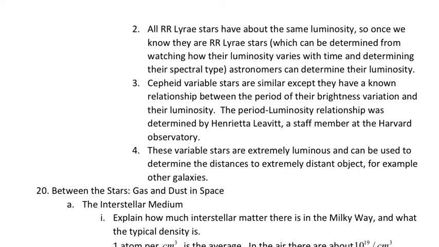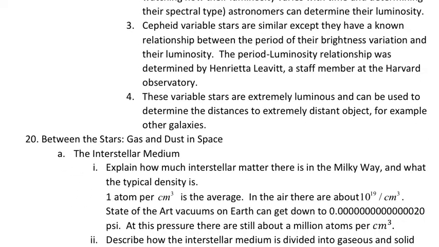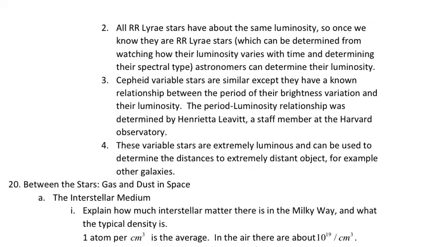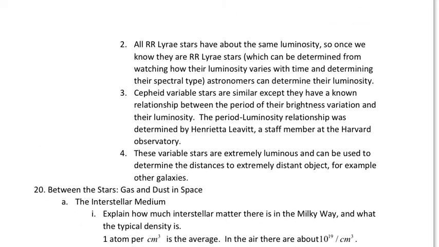And so we've even used Cepheid variable stars to look at the distances to other galaxies because they're so bright they can be seen in a distant galaxy. So that's what the variable stars are used for. So we can use parallax to measure the distances to nearby stars, and we can use variable stars, the Cepheid variable stars and RR Lyrae stars, to determine the distances to faraway stars or to faraway objects.